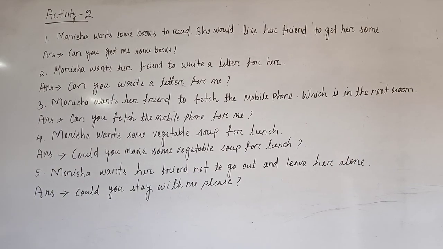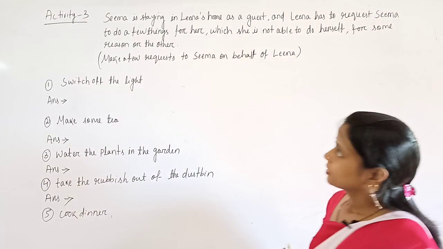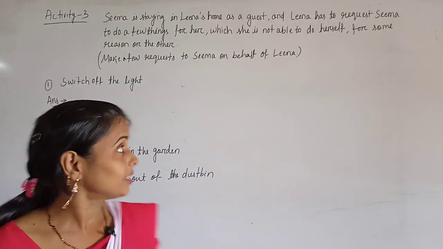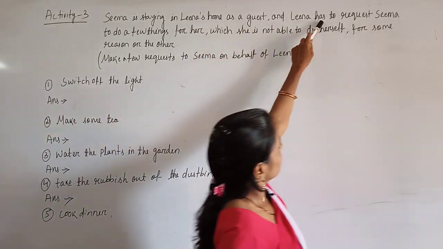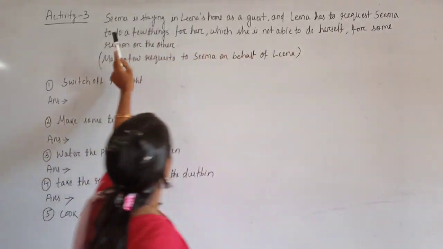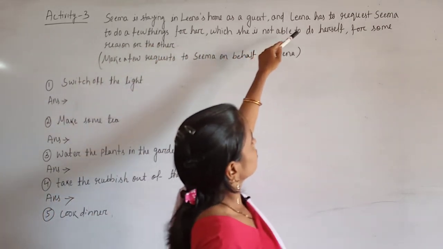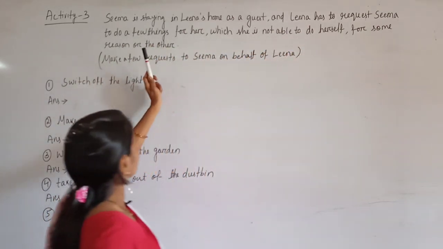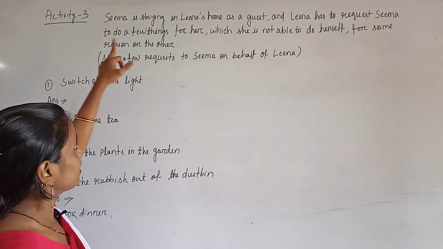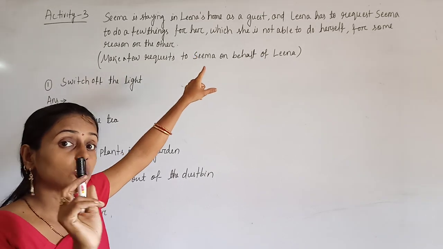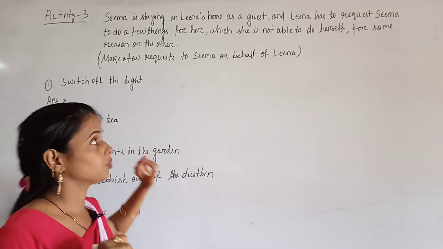Okay. Now, see activity 3. What is written? Seema is staying in Lina's home as a guest and Lina has to request Seema to do a few things for her which she is not able to do herself for some reason or the other. So here two characters are there. Who are they? Seema and Lina. First understand the situation, then only you can do the request. Otherwise it is not possible to do.